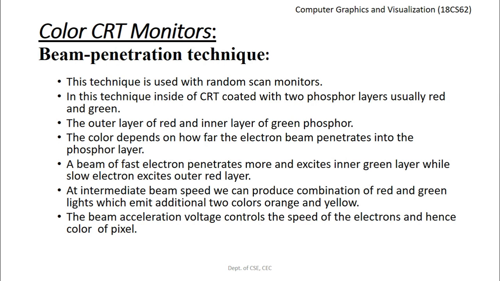And as we all know, by combining red and green and varying the intensities, we can end up with orange or yellow color. The beam acceleration voltage controls the speeds of the electrons and hence the color of the pixel. If we want to alter the color of the pixel, we need to control the beam acceleration voltage in order to alter the speed of the electrons, thereby controlling the color of the pixel.